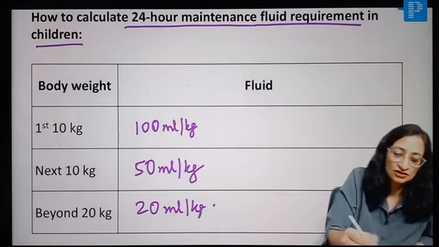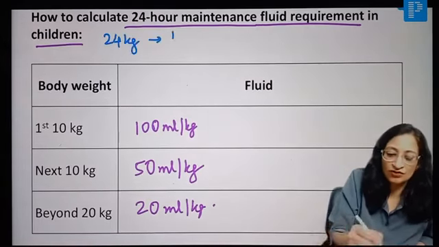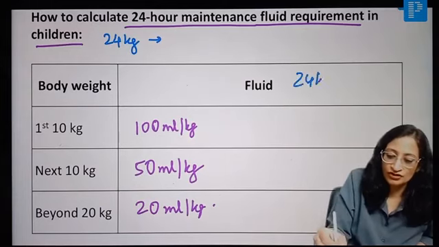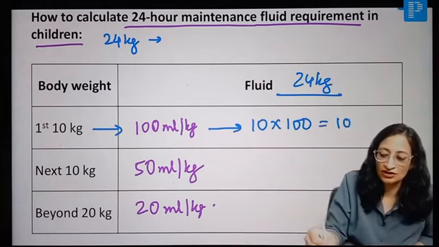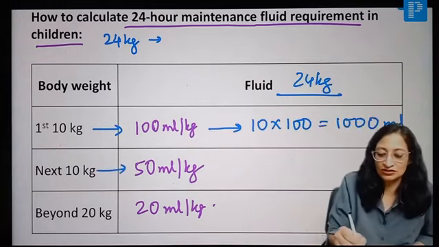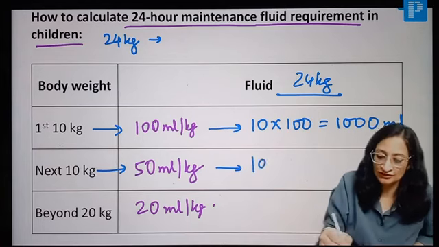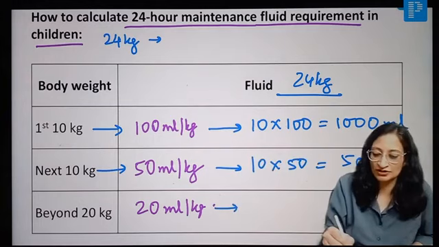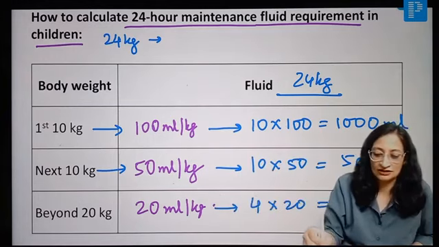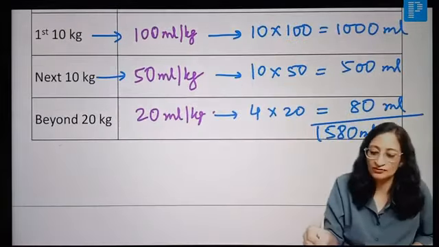Suppose the weight of a child is 24 kgs. How do you calculate the maintenance fluid? So for the first 10 kgs you will give 100 ml per kg, so 10 into 100, that is 1000 ml. For the next 10 kgs you will give 50 ml per kg per day, so 10 into 50, that is 500 ml. And for the next 4 kgs you will give 20 ml per kg per day, so 4 into 20 is 80. So the total comes to 1580. So you will give 1580 ml per day.